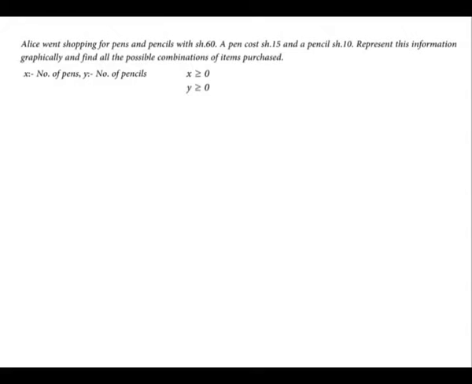Secondly, whatever combination she buys, she cannot spend more than 60 shillings. Remember, x and y represent the number of items to be bought. We have the price for each item. x pens at 15 shillings makes it 15x, plus y pencils at 10 shillings makes it 10y. That must be less or equal to 60. This simplifies to 3x plus 2y is less or equal to 12. These are the three inequalities.